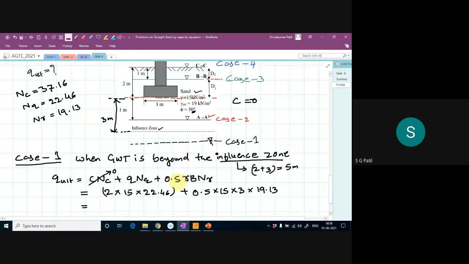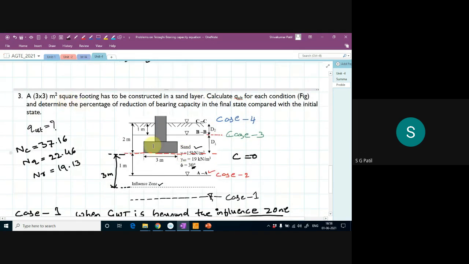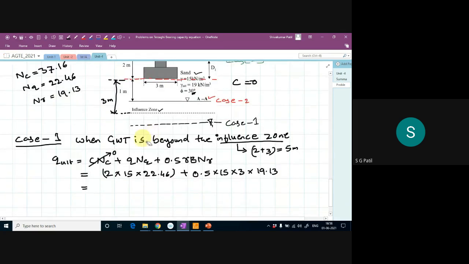Sorry, here it's not 0.5. What is the shape of the footing they given? It's a square footing, so it must be 0.4. If it is a strip footing, then it is 0.5. Since it is a square footing, it is 0.4. So this is my second term and this is my third term. Tell me how much answer you are getting?